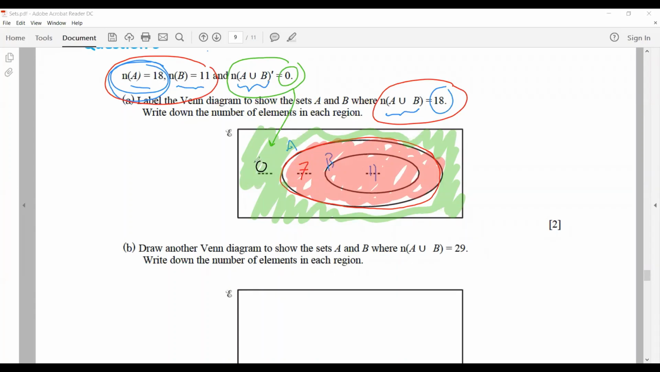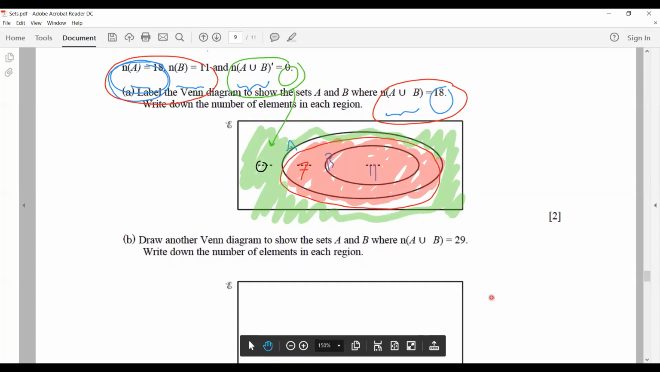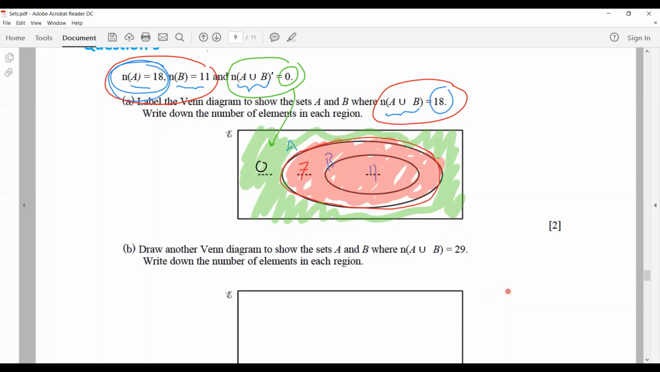So that was a nice question. If you didn't get it, I suggest you pause the video and try to digest what really happened. It's not tricky because the Venn diagram is given to us. Draw another Venn diagram to show the sets A and B where A union B is 29. Since this is the second part of this question, we have to use the information we have here.